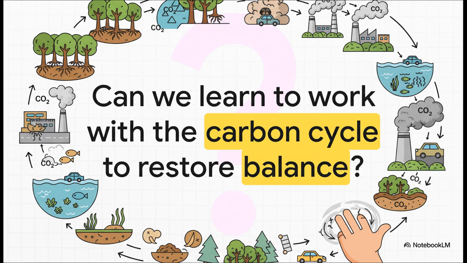So, that brings us to the big, final question, doesn't it? This incredible invisible ballet, the carbon cycle, it's kept our planet in a stable, life-giving rhythm for millions of years. Nature figured out the balance. The question for us is, can we learn to work with it again? Can we find our place in that rhythm once more? Something to think about. Thanks for joining me.